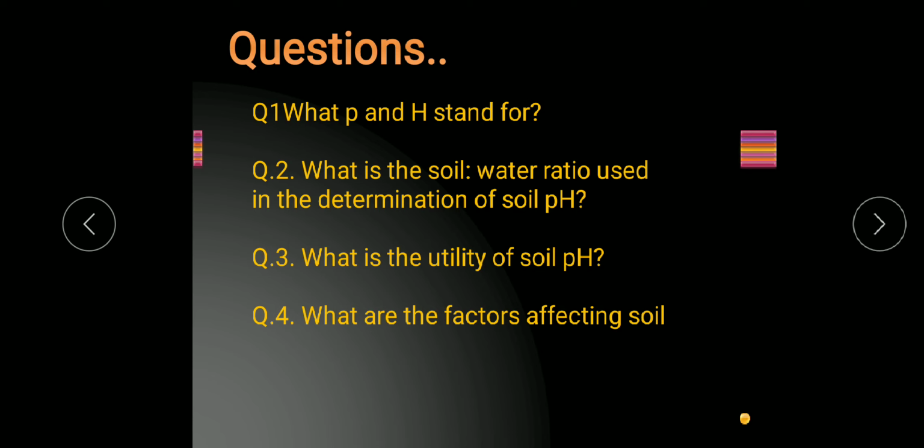Here we will see the different types of questions. First question: what do P and H stand for? Question 2: what is the soil and water ratio used for the determination of soil pH? Third question: what is the utility of soil pH? Fourth: what are the factors affecting soil pH?